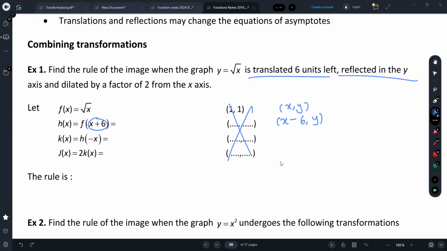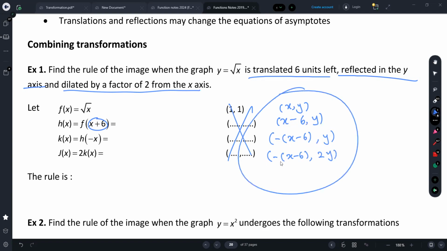What's the next thing? Reflected in the y-axis. The y-axis is kind of flipped like this, right? So it's the x value that's changing, and I have to put a negative sign around the entire thing because I'm flipping everything that's there. And dilated by a factor of 2 from the x-axis. Yes, 2y, because it moves the coordinate away from the x-axis, changing the y value. So that's what they're asking you to do.